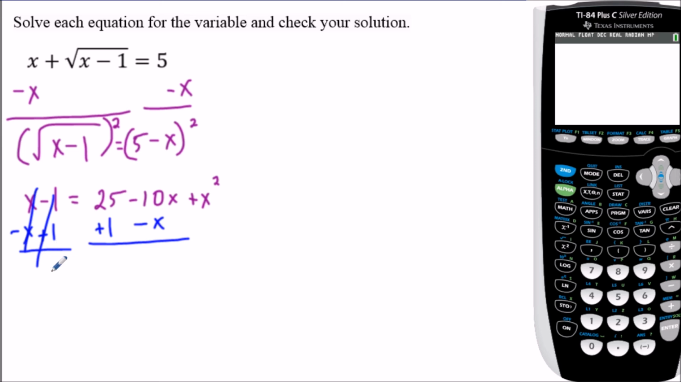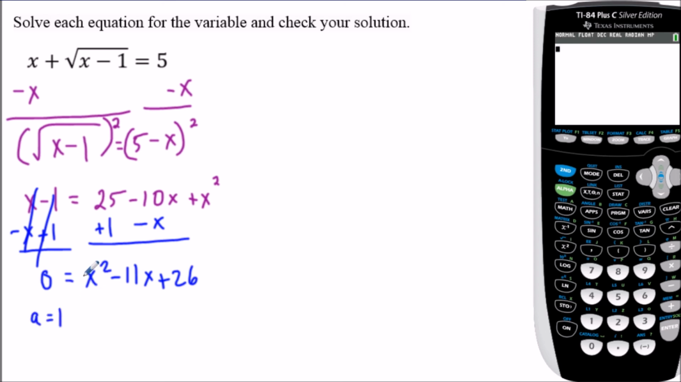So the left side cancels completely, and we've got 0 equals, and I'll write this in standard form. We've got x squared as the leading term. Negative 10x minus x is minus 11x. And then we have plus 26. So what we have here is a quadratic equation. This is not going to factor nicely, so we're going to use the quadratic formula.